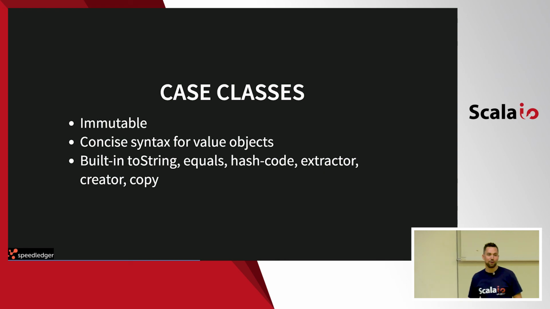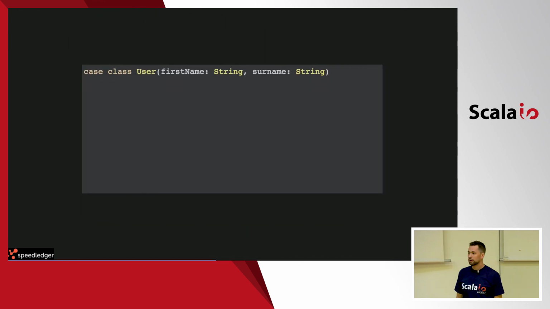So in Java, you'd probably override the equals method to get something like that. And then when you add another property and you forget to add it to the comparison, you'll have another little subtle bug. And we'll get into the extractors, creators, and copy. So let's have a look.